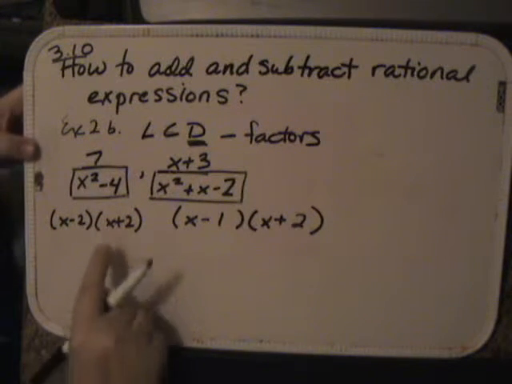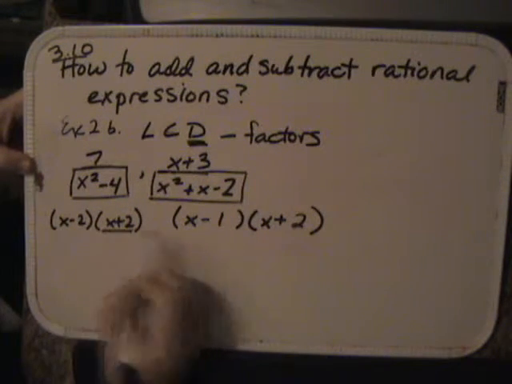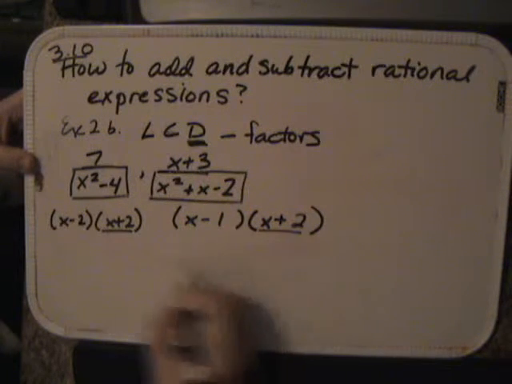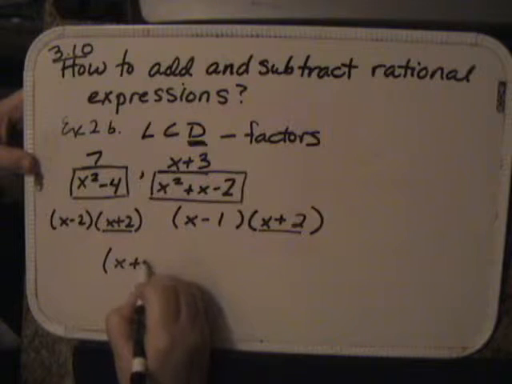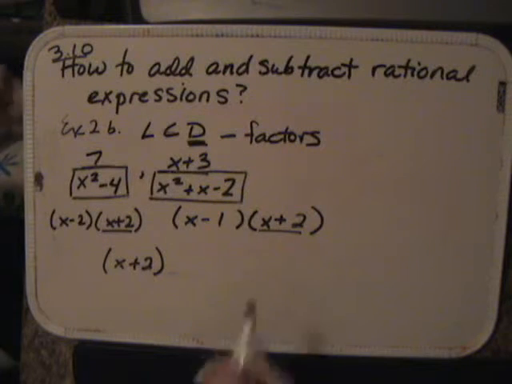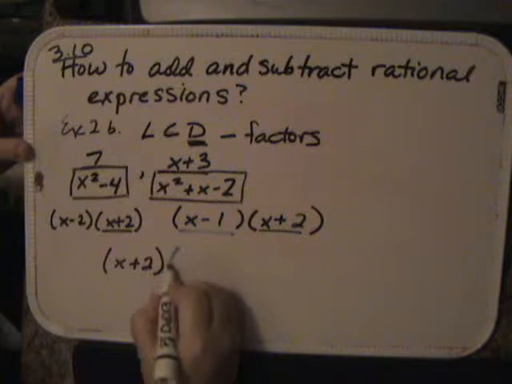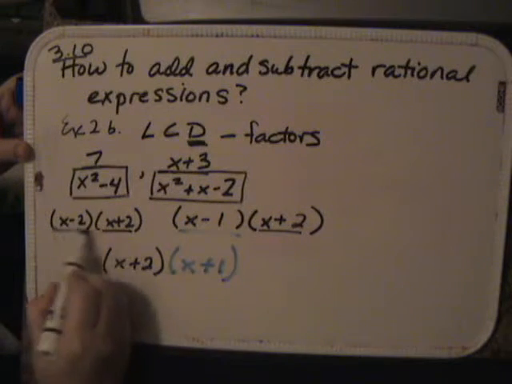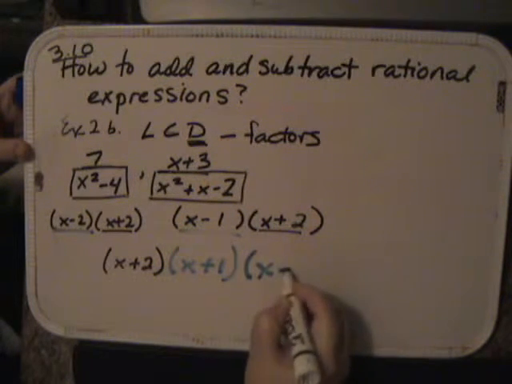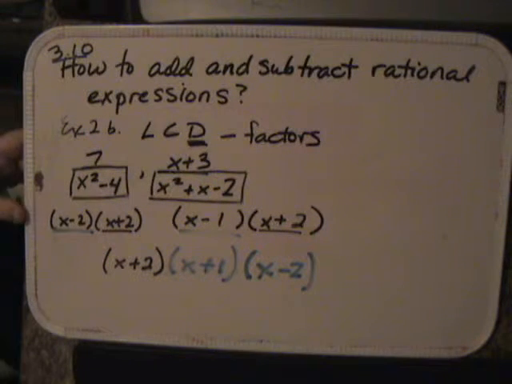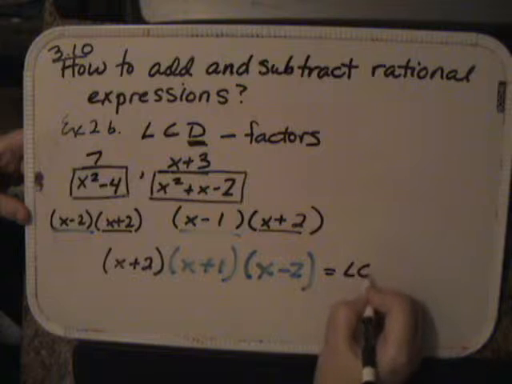Now we look at what is common to both. We have x plus 2 and x plus 2. So what's common is x plus 2. That's one of our factors. Once we have the common factors, we look at the unique factors. So x minus 1 is a unique factor, and then x minus 2 is another unique factor. All of that together is going to be the LCD.